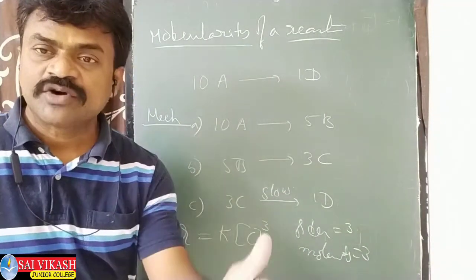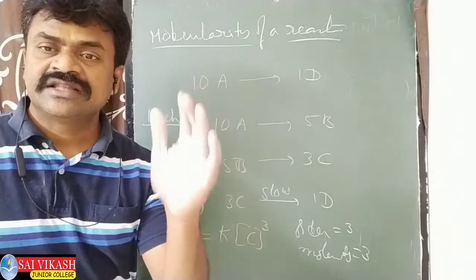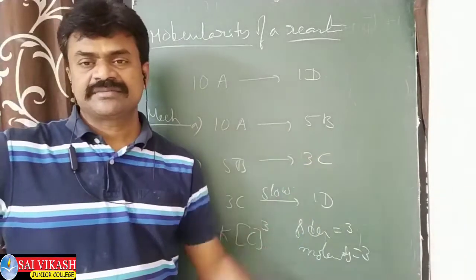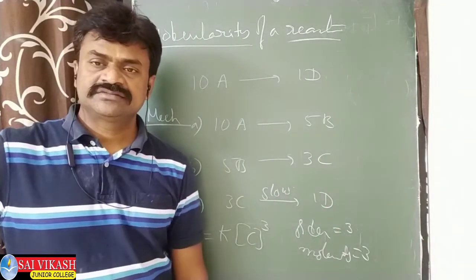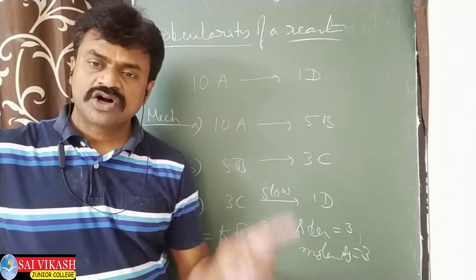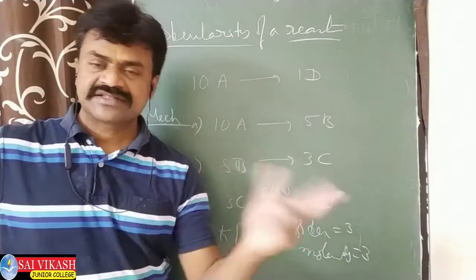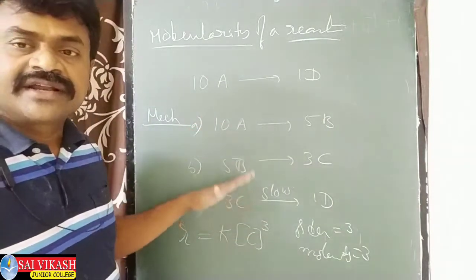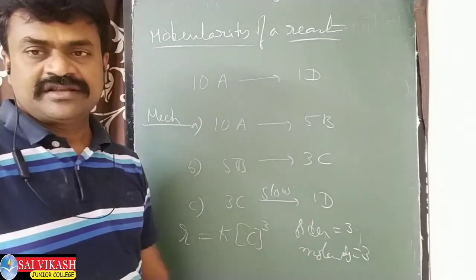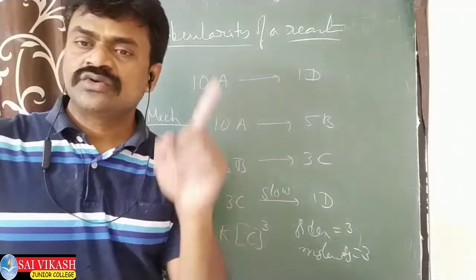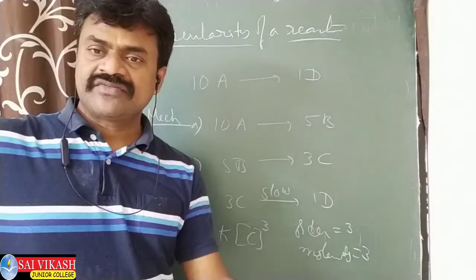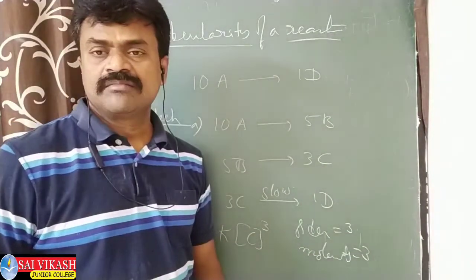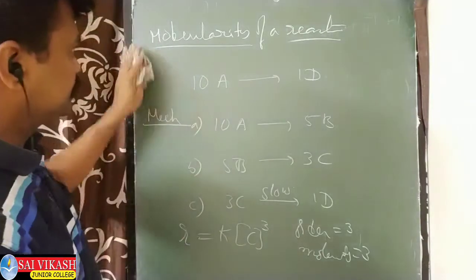If more than 3 molecules are participating, that will be a fast step. It will not be the rate determination step. So the differences between order and molecularity are like this. For molecularity also, we have to take the rate determination step only. So molecularity can be 1, 2 or 3. It cannot be 0, cannot be a fraction, and cannot be more than 3. This is about the molecularity of a reaction.